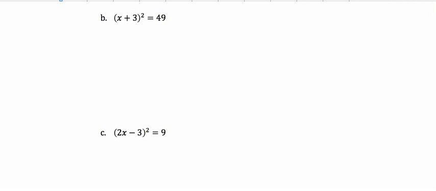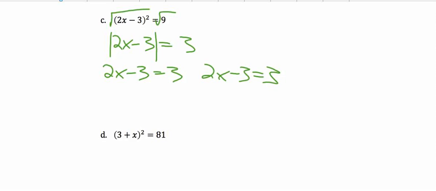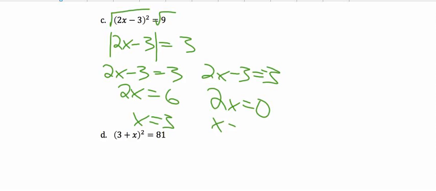The next one we've got a little more work to do, I guess, but it's not really particularly complicated. So take the square root of both sides. 2x minus 3 equals 3. But again, it's absolute value. When we take the square root of something with a variable in it, we need to put in absolute values. Split that up, and then add 3 to both sides. Oops, that should have been negative 3. We get x equals 3 and x equals 0.